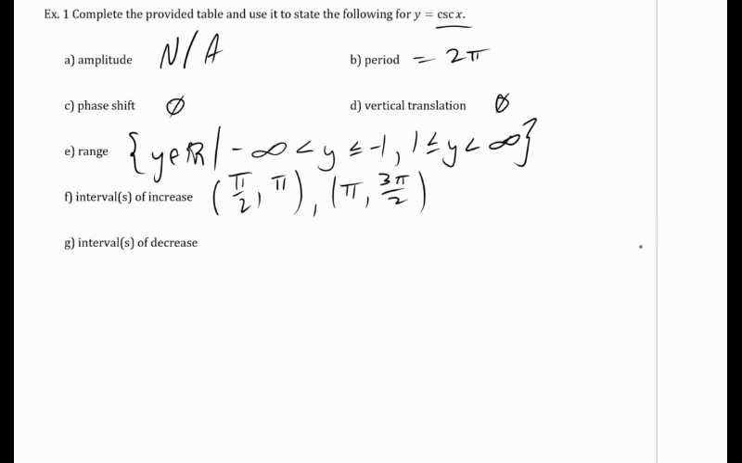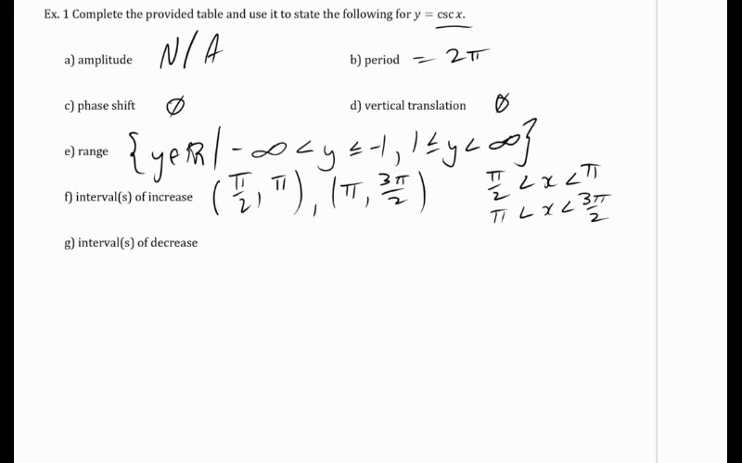Or if you did it in set notation, that would be pi by 2 is less than x, or theta, depending on how you're graphing, is less than, whoops, not less than or equal to, less than pi, and pi less than x less than 3 pi by 2. Okay? So depending on your notation, that's how it would look.